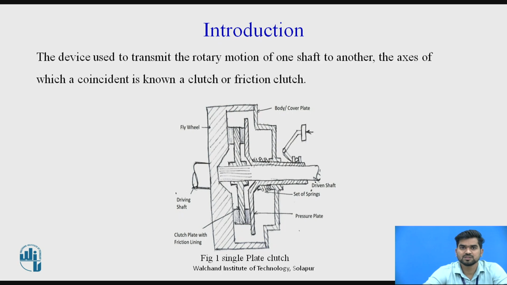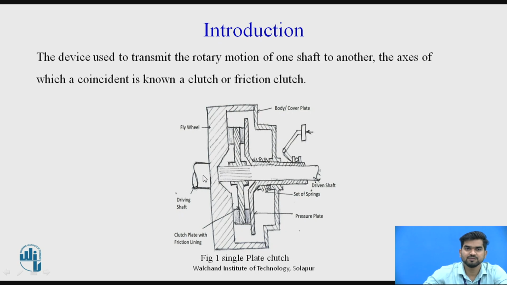So, introduction about the clutch. The clutch is nothing but the device used to transmit the rotary motion of one shaft to another, the axes of which are coincident, and it is known as the clutch or a frictional clutch. So we will see in brief what is meant by that.